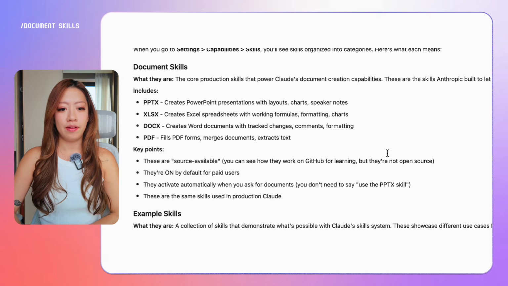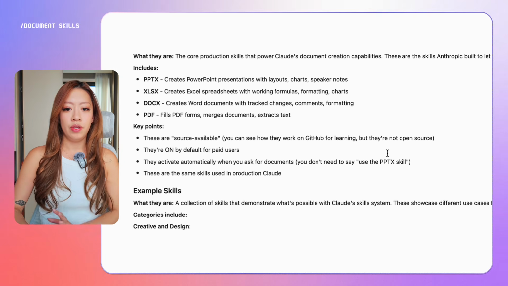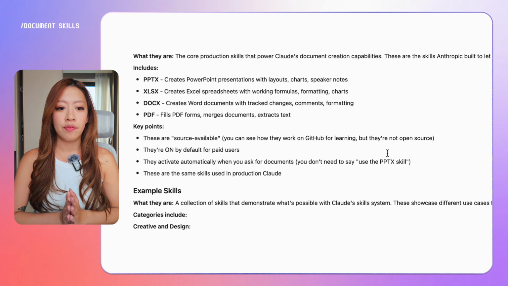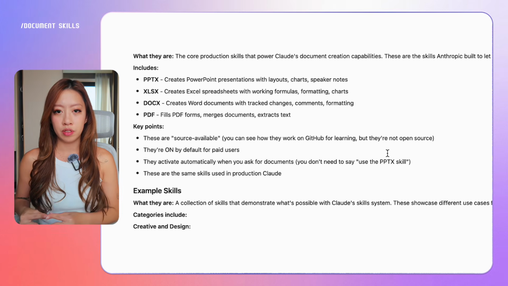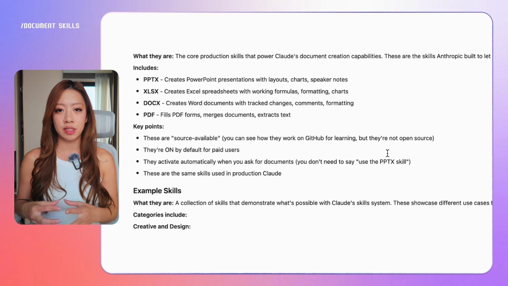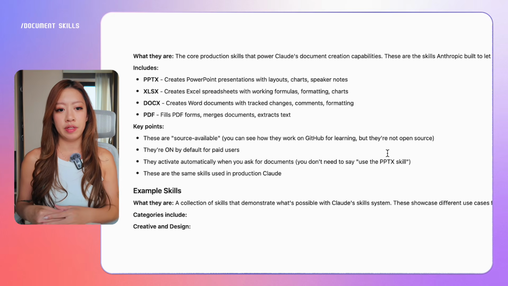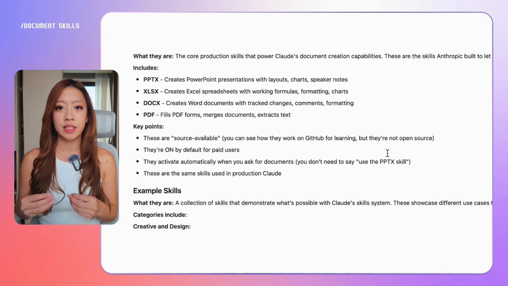So the key point is that these are source available. You can see how they work on GitHub for learning, but they're not open source. They're on by default for paid users, but you may have to turn on the Claude skills either way to activate them beforehand. As mentioned, they activate automatically when you ask for documents. So you can say things like make a presentation for me, and this will immediately activate this PowerPoint presentation skill.